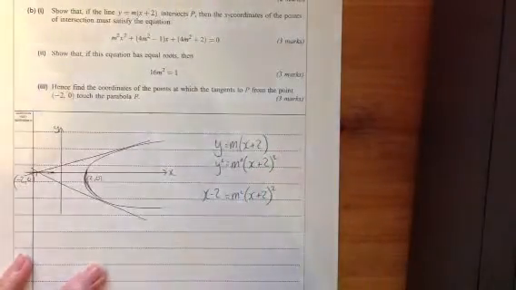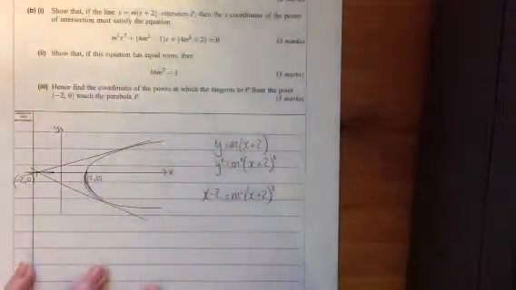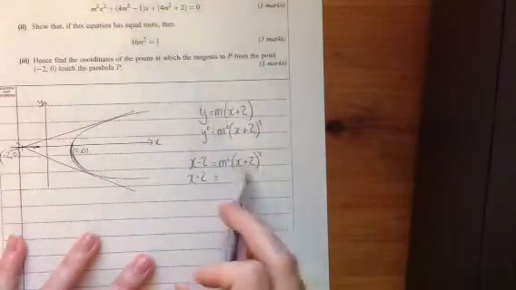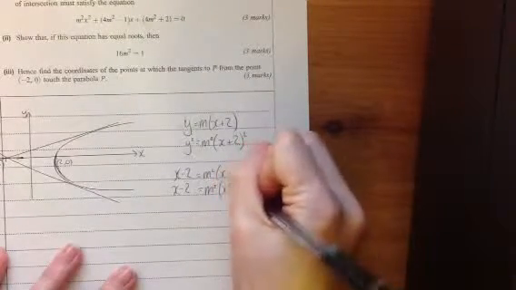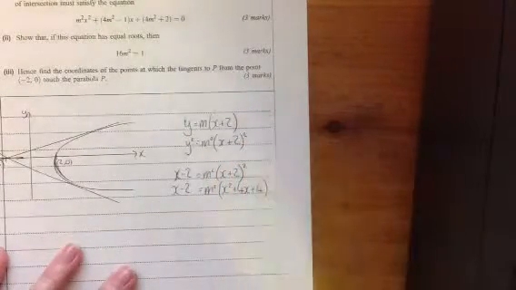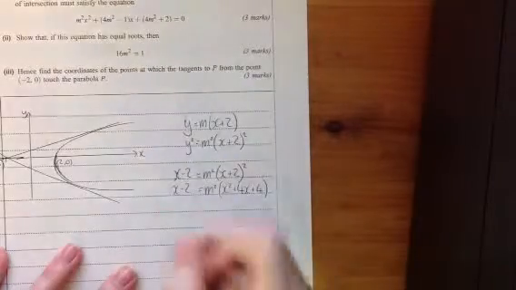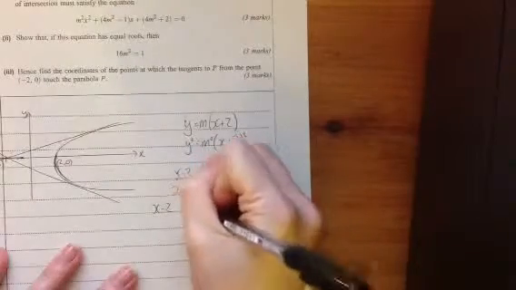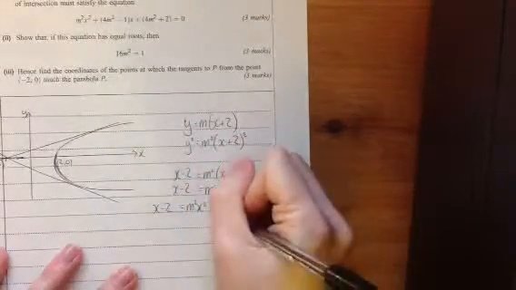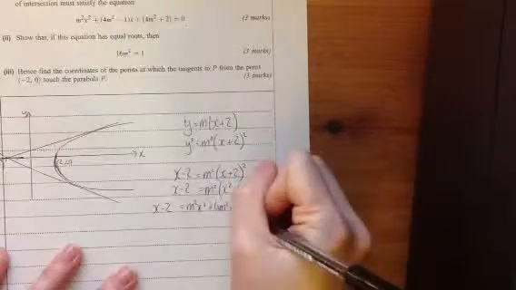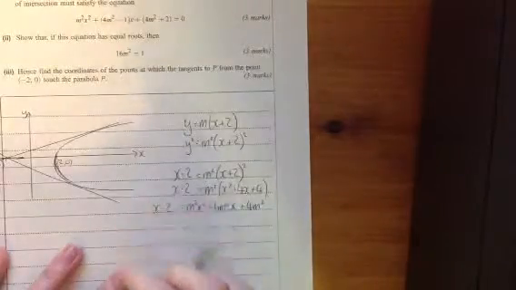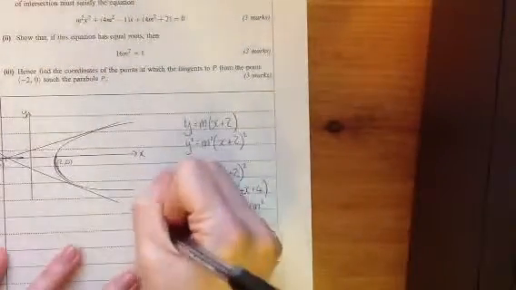Okay, so we're now going to do a little bit of multiplying out and see what we get. x minus 2 is equal to, and then I'm just going to multiply out this bracket to start with. So that's going to give me x squared plus 4x plus 4. And then I'm going to move it along a little bit so I don't run out of room. I'm going to multiply this out, so I've got m squared x squared, and then I've got plus 4m squared x plus 4m squared.